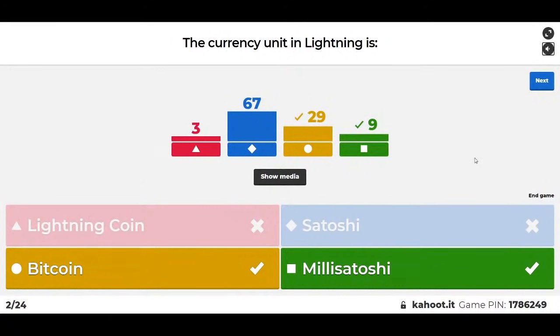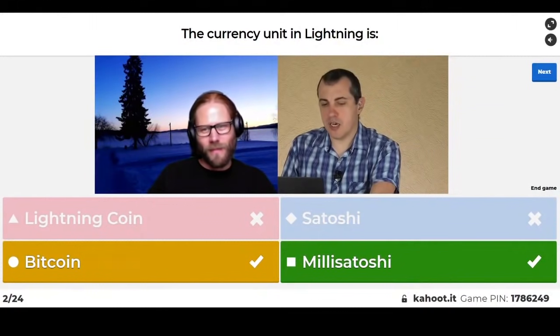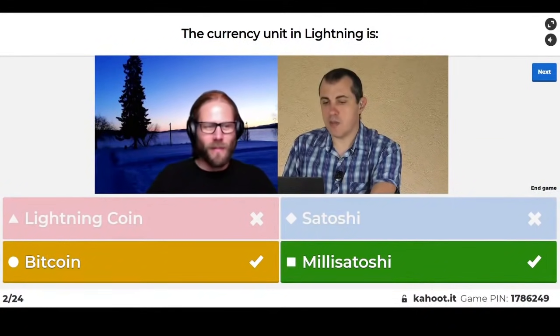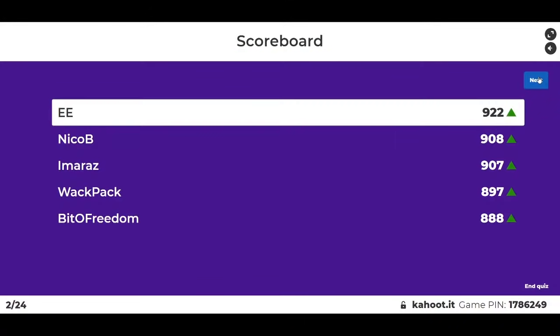67 people picked Satoshi as the currency unit of Lightning. I guess that was more of a trick question than I thought. Bitcoin is correct, because in general, the currency is Bitcoin. The unit itself is actually millisatoshi. Only 9 people got that absolutely correct. Lightning uses fractional values of a Satoshi divided by 1,000 in order to give us even more granularity. And of course, Lightning Coin is incorrect, but something that you will hear detractors say. Very good. Congratulations to those of you who answered both quickly and correctly.